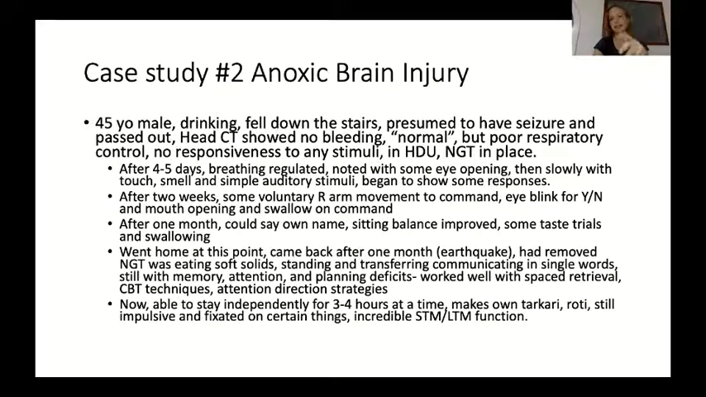And then the response is, I read my card. And when he could recall that at 1 minute, we moved to 3 minutes, then we moved to 5 minutes, then we moved to 10 minutes. So all throughout our therapy session, we were doing spaced retrieval. So he would do other tasks.